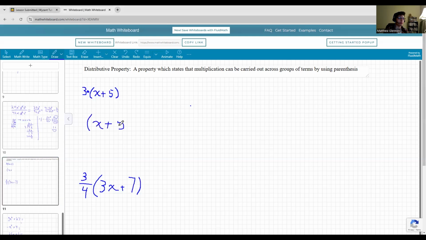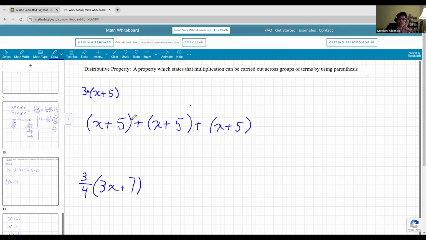X plus 5 plus x plus 5, and this would be 2 times of x plus 5, or 2 groups of x plus 5. And then we're just going to do it one more time to get 3 groups of x plus 5.